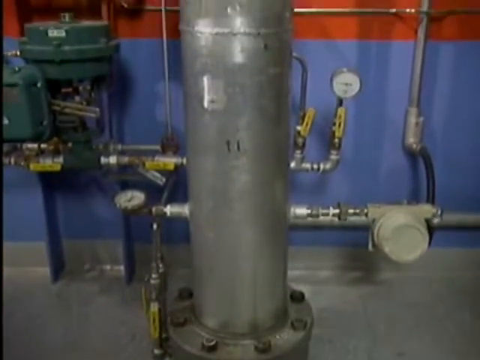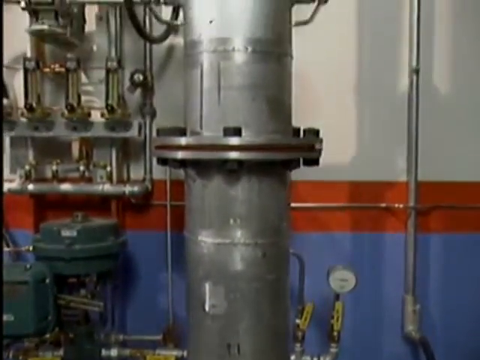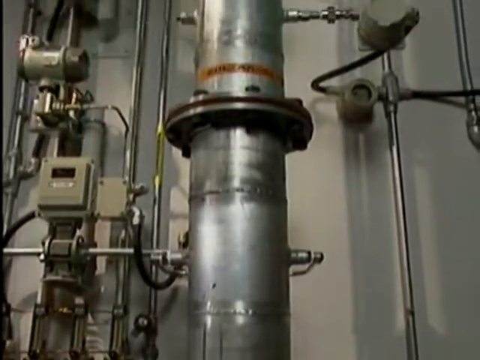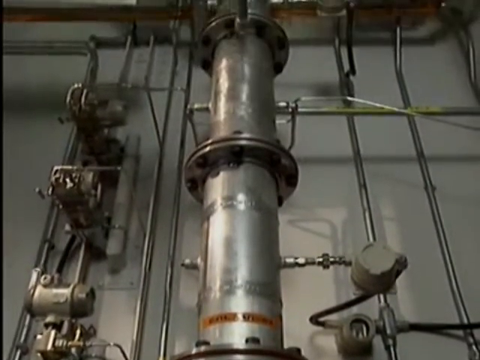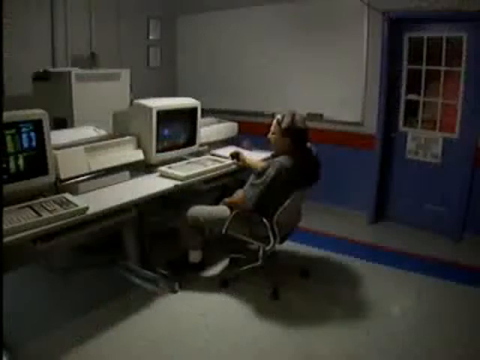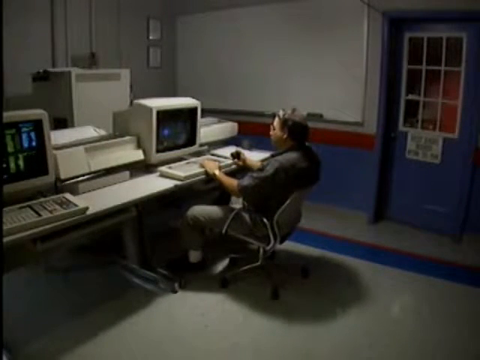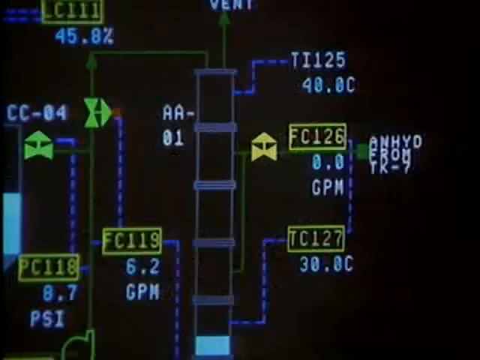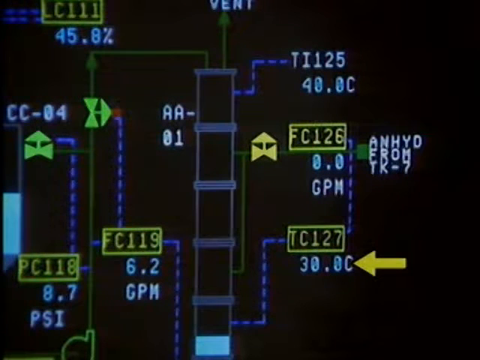Up to now, the process has been operating properly. All of the indications are within their normal ranges, and the column has been properly separating the feed material into two separate products. Now, however, when the control room operator checks his indicators, he notices that the difference between the bottom temperature and the top temperature in the column is smaller than before.